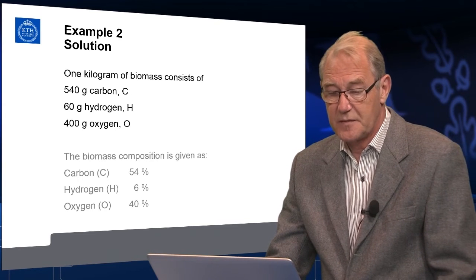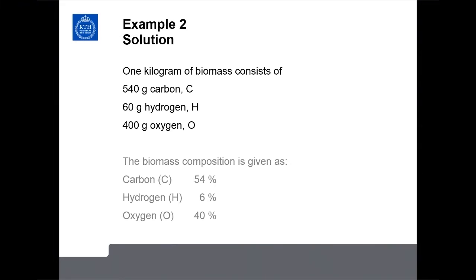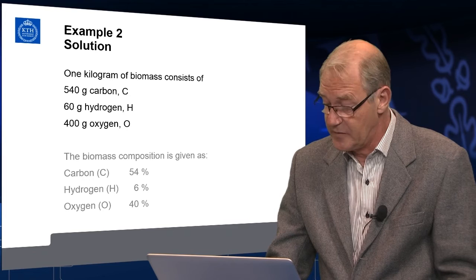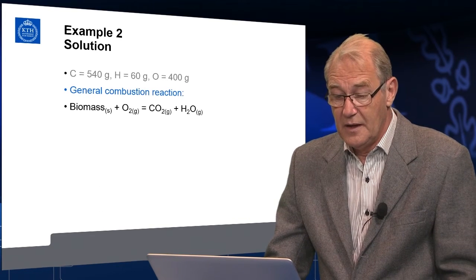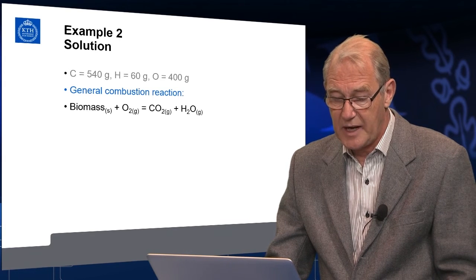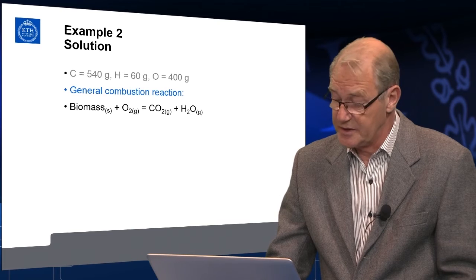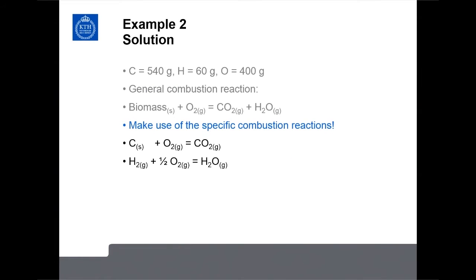1 kilogram of biomass consists of 540 gram carbon, 60 gram hydrogen, and 400 gram oxygen. The biomass composition is given as we said previously, and that's how we get these grams. We convert it to grams. Now we have to use the general combustion reaction. We have some biomass which is oxidized with oxygen, producing carbon dioxide and water. We have to make use of the specific combustion reactions, which we accounted for previously. The ratio that you need to use in order to calculate the amount of oxygen needed for stoichiometric combustion.